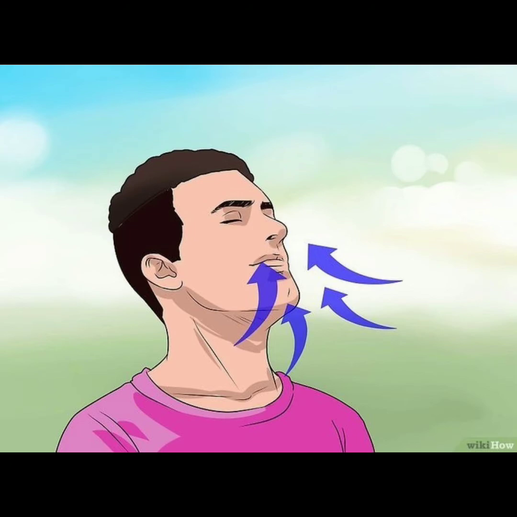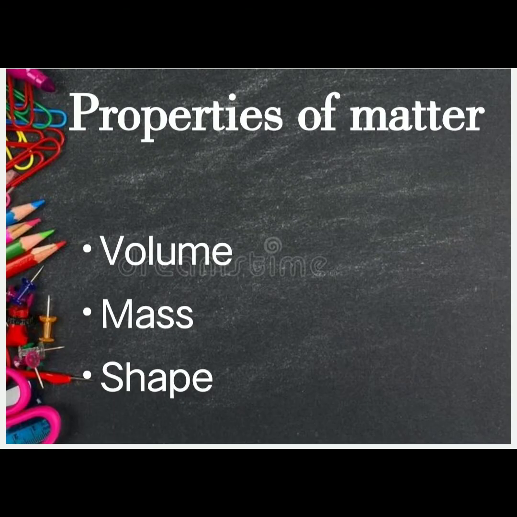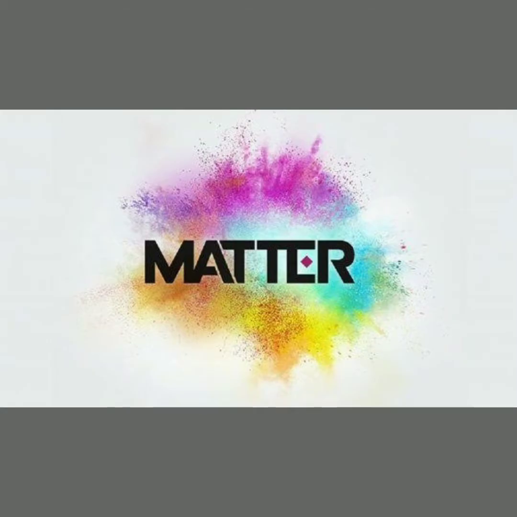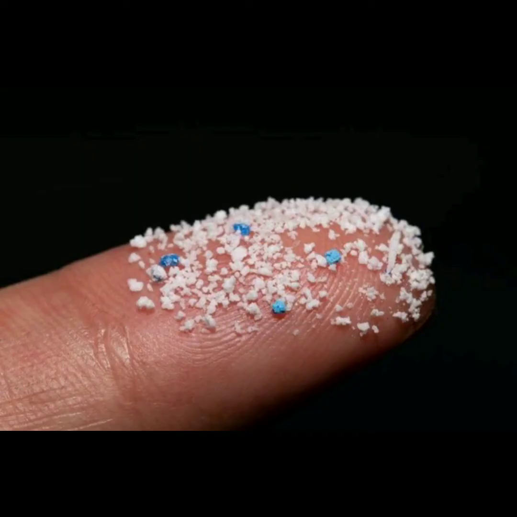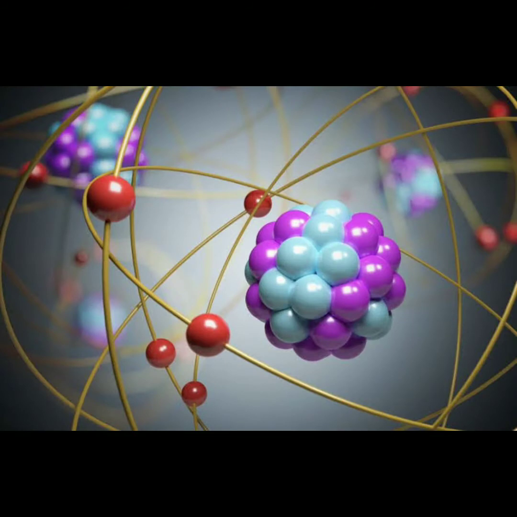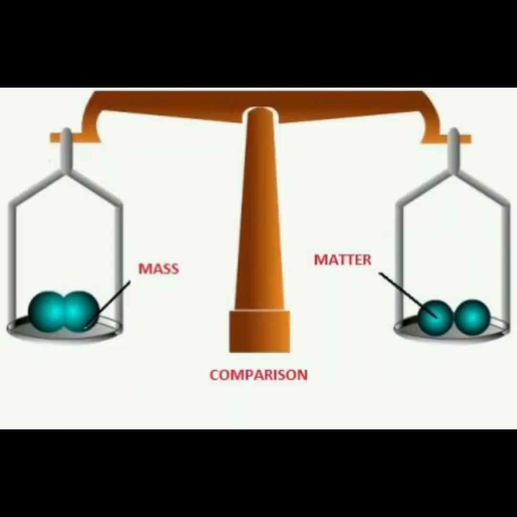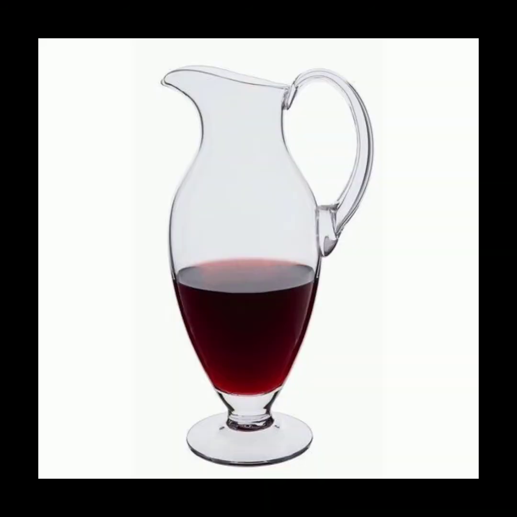There are 3 basic properties of matter. What are they? They are volume, mass, and shape. All matter is made up of tiny particles called atoms. Volume is the amount of space that matter takes up. Mass is the amount of matter an object has, and liquid takes the shape of the container.